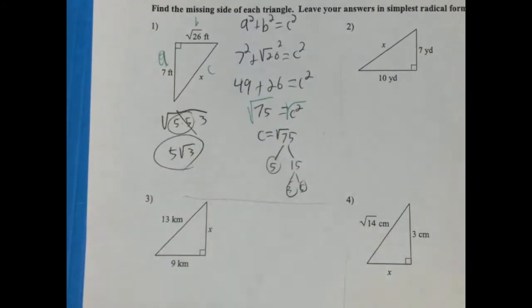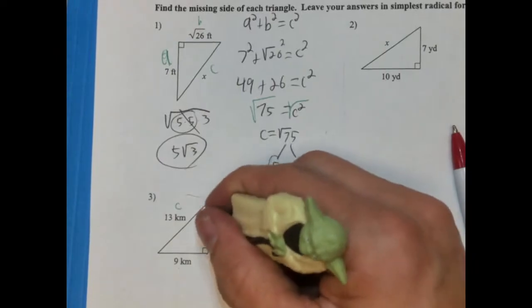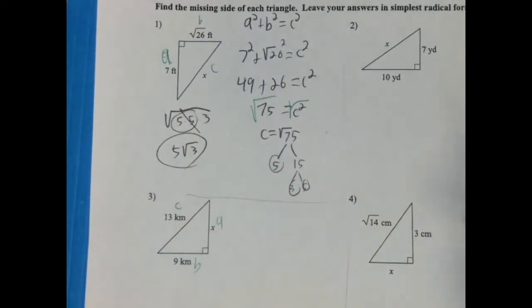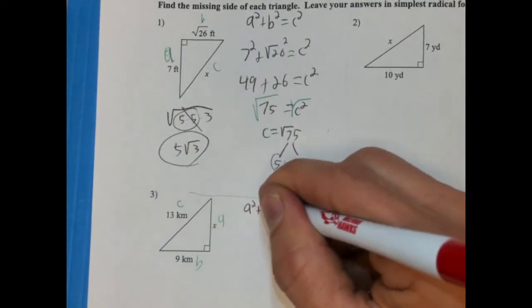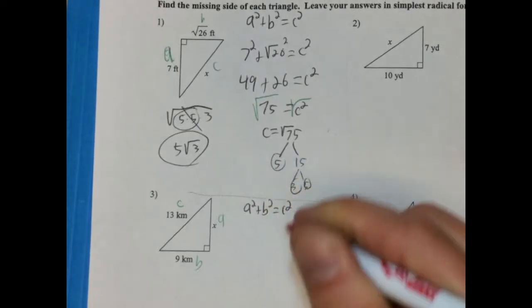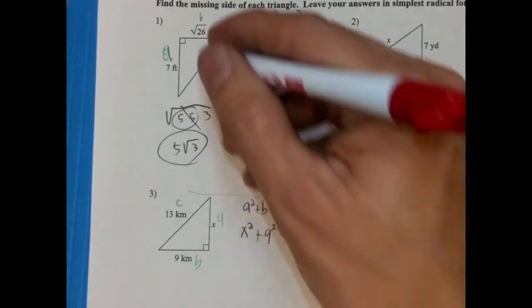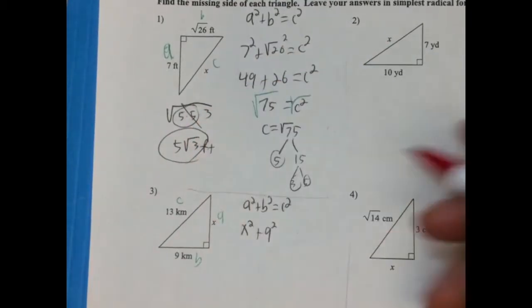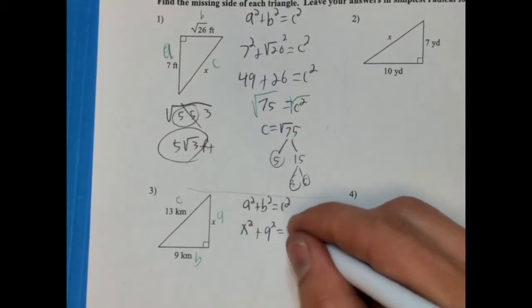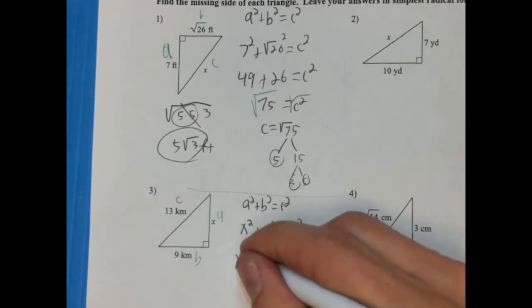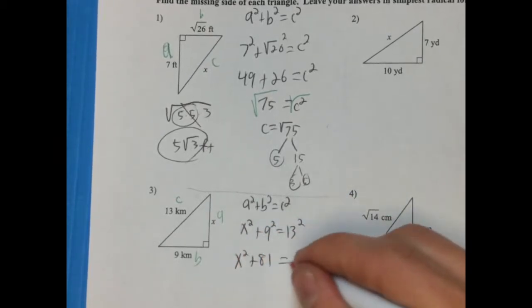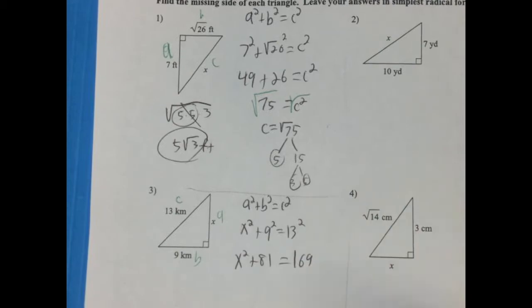Okay, let's try 3 here. So we have our c this time. We're looking for one of the legs. So a squared plus b squared equals c squared. So x squared plus 9 squared, and that's feet, by the way. I forgot about the unit of measurement. Equals 13 squared. So x squared plus 81 equals 169.